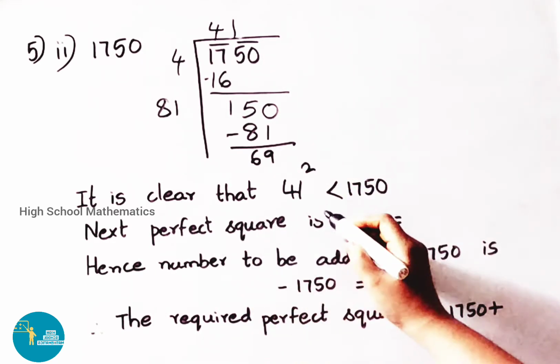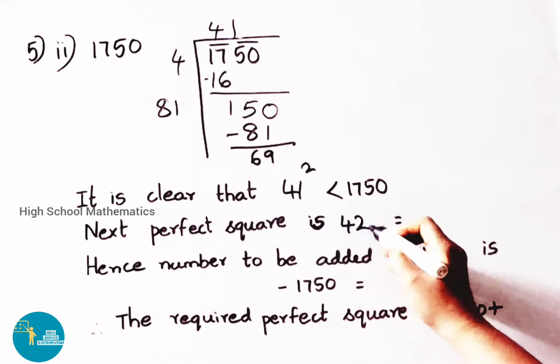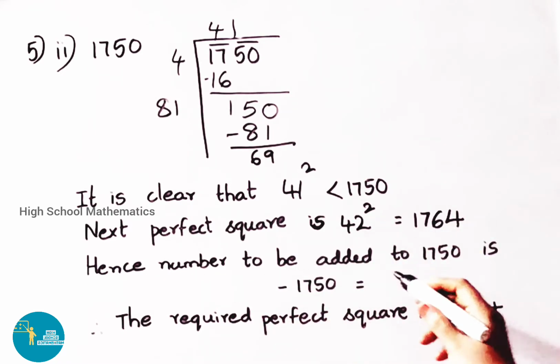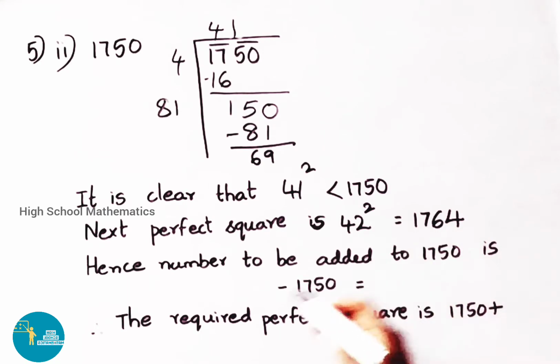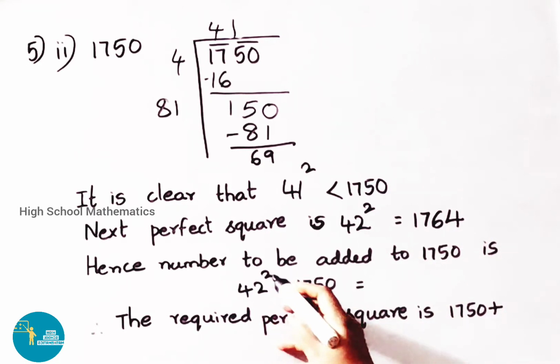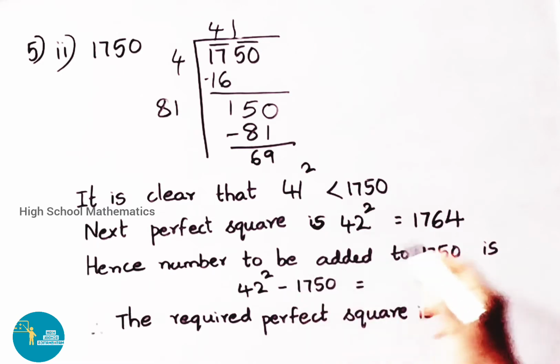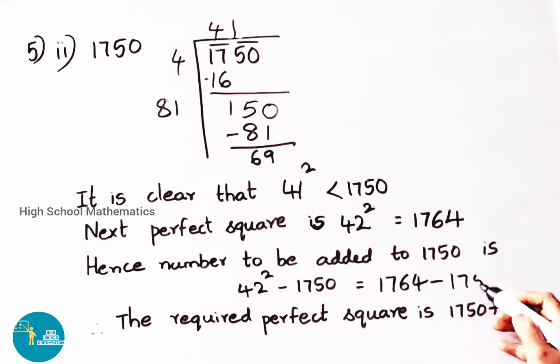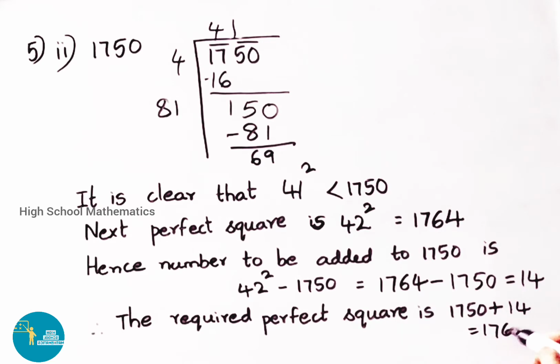So next perfect square is 42 square, that is 1764. Hence the number to be added to 1750 is 42 square minus 1750. 42 square answer is 1764 minus 1750. We get the result 14. Therefore, the required perfect square is 1750 plus 14, that is 1764. Therefore, square root of 1764 answer is 42.